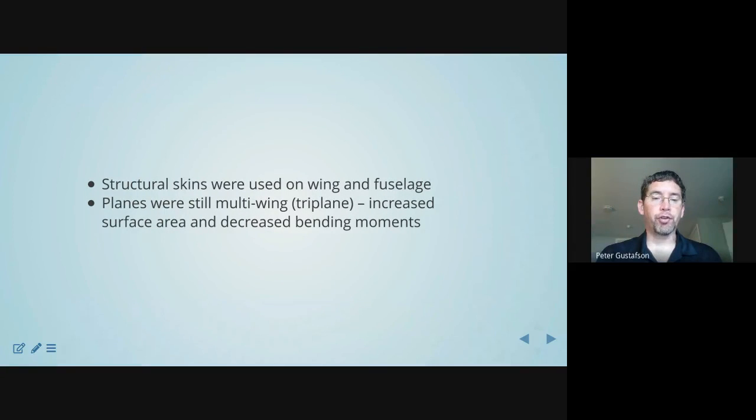It's worth noting that structural skins were used on the wing and the fuselage. So that plywood skin that I was showing you was also true of the fuselage. At this time, the planes were still multi-wing to increase surface area. Ultimately, this was a combination of increasing surface area and decreasing the bending moment associated with the wing. By having this biplane or triplane arrangement, you're decreasing the overall length at which the lift is generated relative to the fuselage. So the bending moments go down because the moment arms are decreased.